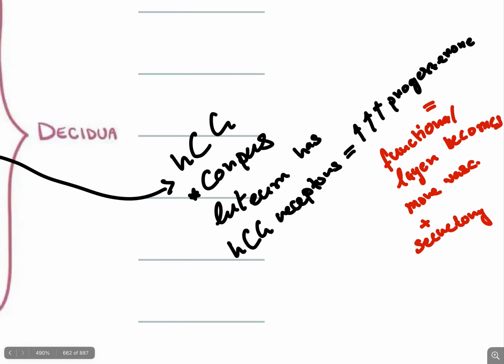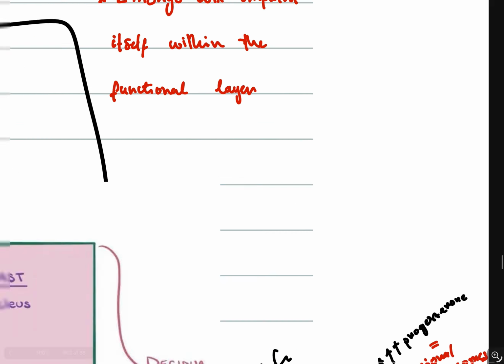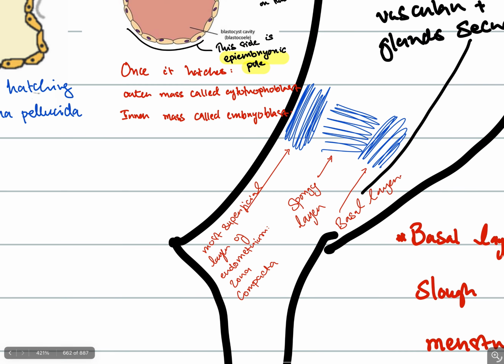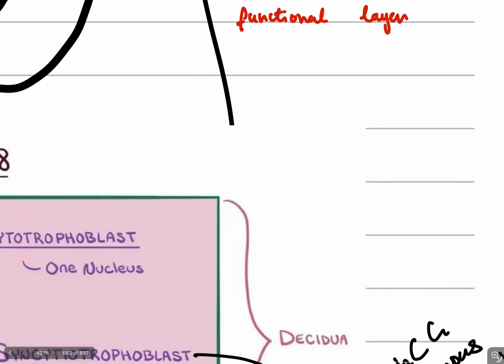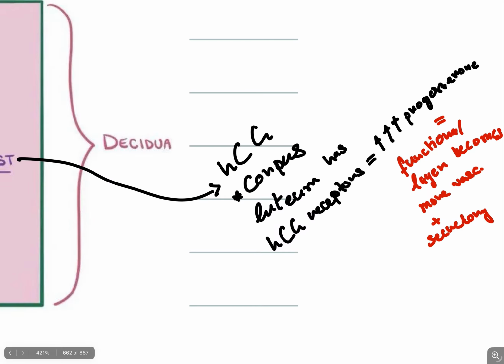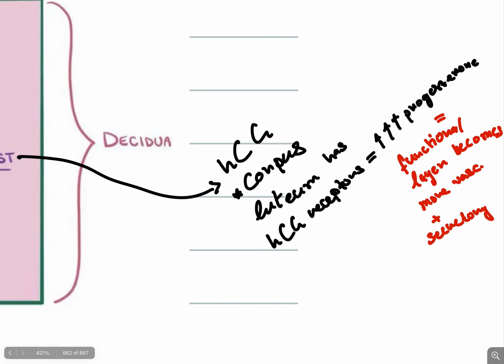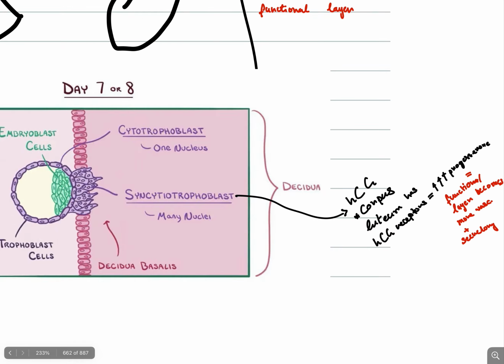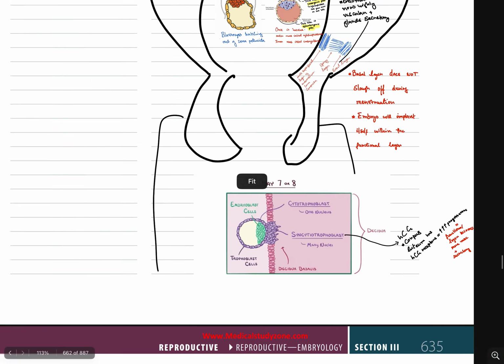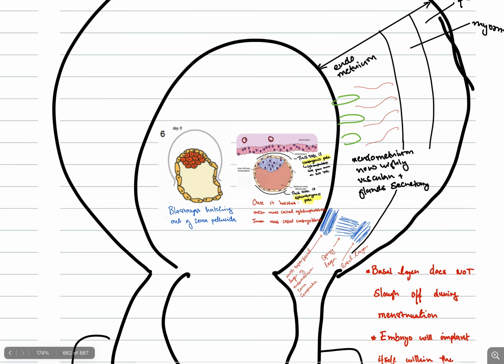And this increase in progesterone will cause the functional layer, as we said, which was the zona compacta and the spongy layer, to thicken even more. So it becomes even more vascular, it becomes even more secretory, and it basically grants the perfect environment. It has a lot of carbohydrates and lipids and glycogen as well. So it basically further enhances the environment for that implanted embryo to grow.